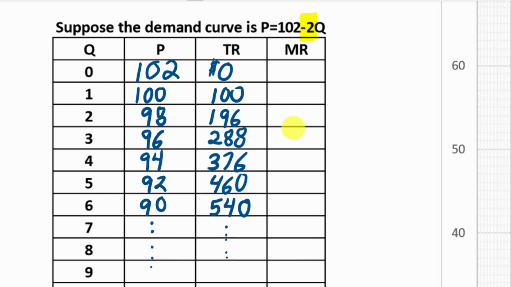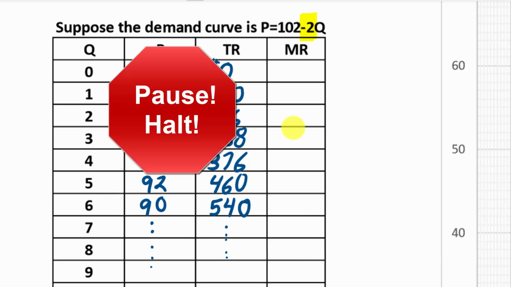Okay, please, I'm begging you guys, please pause the video for just a second and calculate the marginal revenue. And then I want you to notice what is the pattern you're seeing in the marginal revenue. Please pause the video now for just 20 seconds and see what the marginal revenues are, and then notice the pattern, and then play the video again.